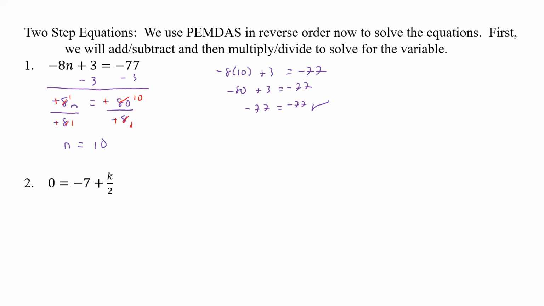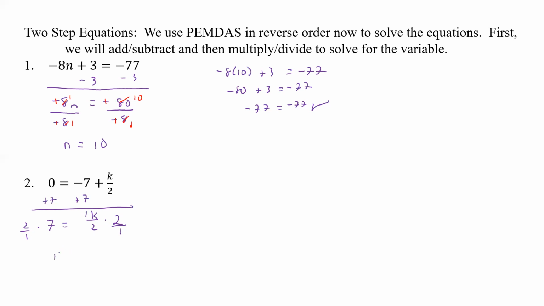How about this one? This one we again need to solve for k. It's on the right side, but it doesn't matter. So what we're going to do is get rid of that 7 first. So we're going to add 7 to both sides. So we get 7 equals k over 2. Now this is where multiplying by the reciprocal is going to help. If we think about that, it's 1/2, so the reciprocal is just 2. We can write it as 2 over 1, and we multiply this side by 2 over 1 as well.